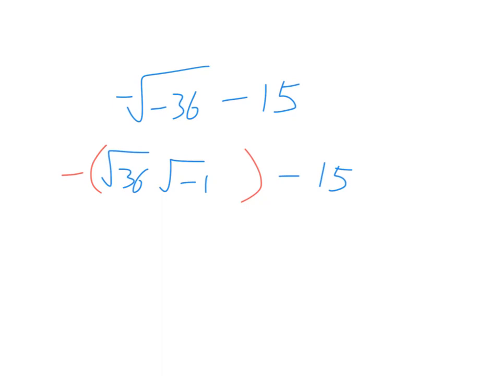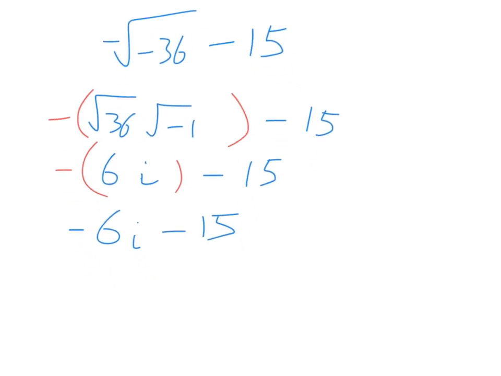So the square root of 36 then is 6, and the square root of minus 1 we write as i. Now there's still a minus outside it. Like we said earlier, we deal with that after we finish simplifying it. So minus 6i we can actually just write as minus 6i. So we're multiplying it by a minus. And a minus times a plus is a minus. Then we're going to have minus 15 at the end.